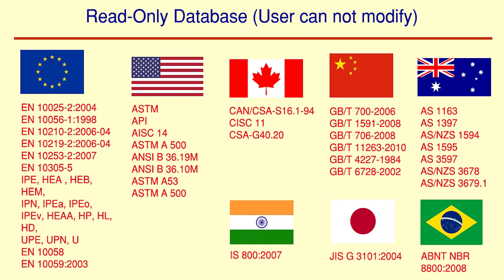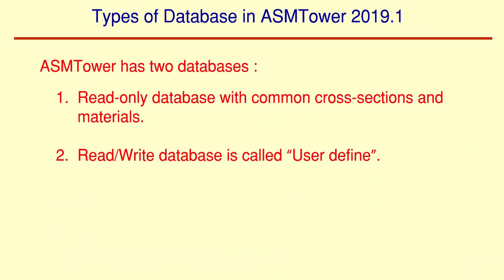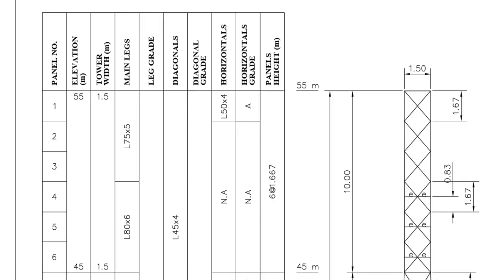The read-only database contains most of the common cross-sections and materials in the world, such as European, American, Canadian, and Chinese standards. While the second database contains what the user adds only and can modify any contents at any time. The read-write database is called user-define. We will add to the current project files from the read-only database.